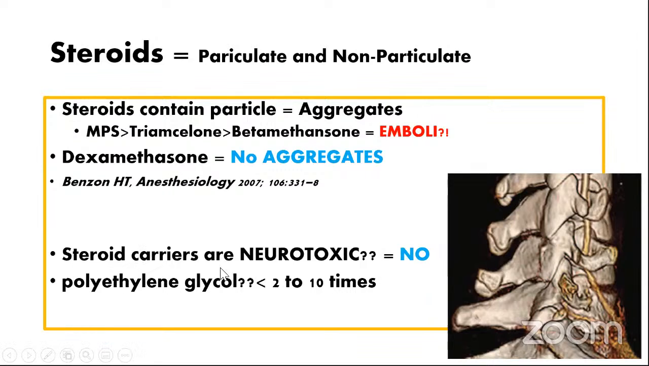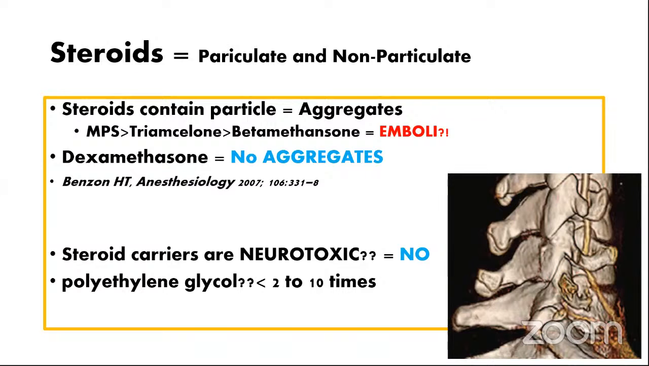And whether the steroid carriers are neurotoxic, the polyethylene glycol which is used, now it is 2 to 10 times less than the normal. So it's less likely to be a neurotoxic agent as well. So probably dexamethasone is the one that you would be using in future. But for now, particularly I use triamcinolone in my case. So the panelists are going to add a lot on whatever has been spoken here.